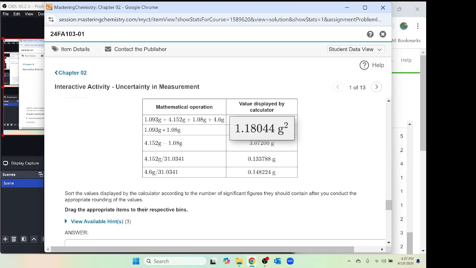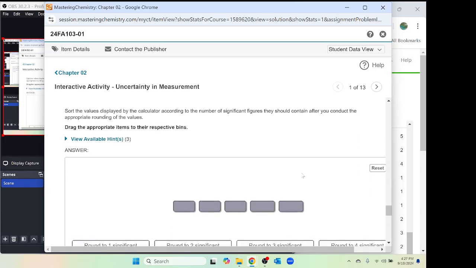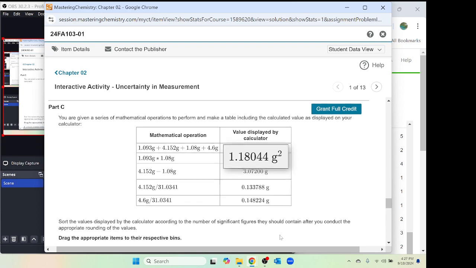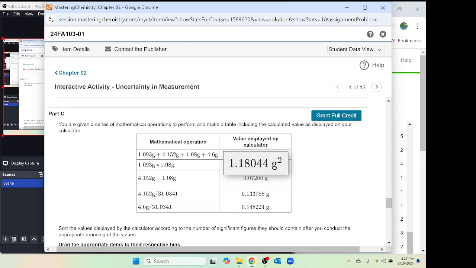We would grab this number over here, 1.18044, and we would drop it down into the three significant figures. And that's actually the end of the problem for that one. But if we want to actually do this in the future, we would cut it off right here, and we'd do 1.18. That would be grams squared.